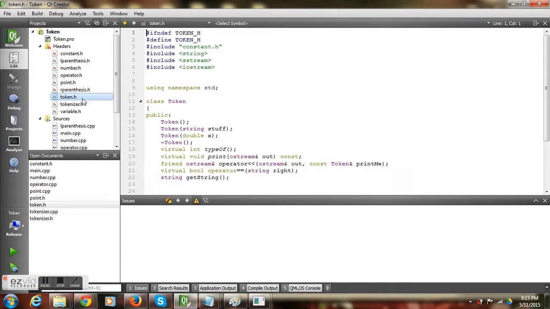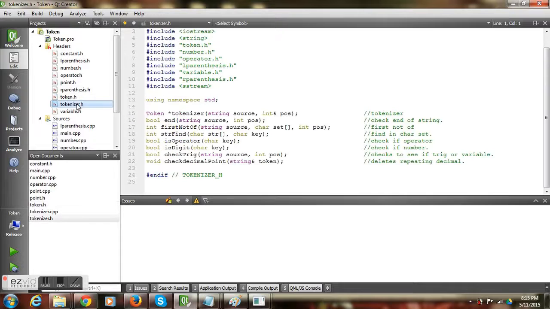So back to our code. I'm going to just briefly explain this. Token is our parent. It has children: left paren, number, operators, right paren, and variable. What we use in our calculator to store our different objects like numbers, operators and left paren is token pointers. We have a queue of token pointers and we have a stack of token pointers. This is how we're able to store varying objects.